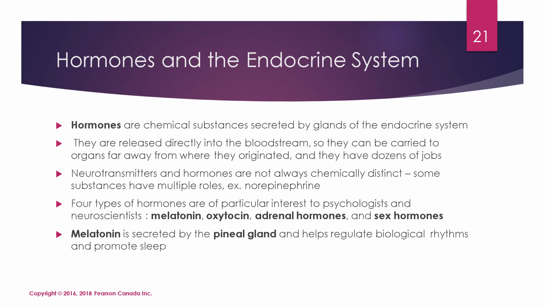There are 4 types of hormones that are of particular interest to psychologists and neuroscientists. These are melatonin, which you've probably heard of, oxytocin, adrenal hormones, and sex hormones. Melatonin is secreted by the pineal gland, which is a small gland within your brain, and it helps regulate biological rhythms and also promote sleep. If you've ever heard of somebody taking melatonin to help them sleep, that will be why, because it's involved in regulating our sleep patterns.